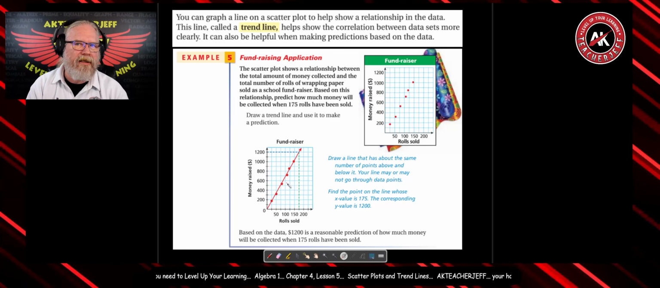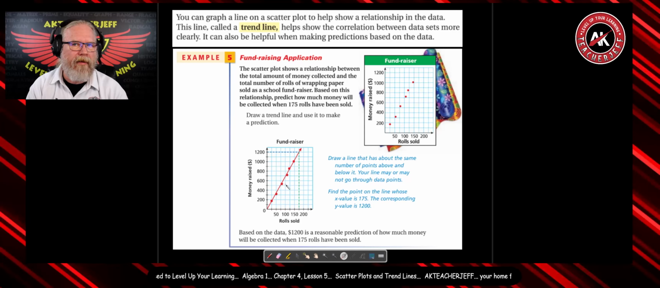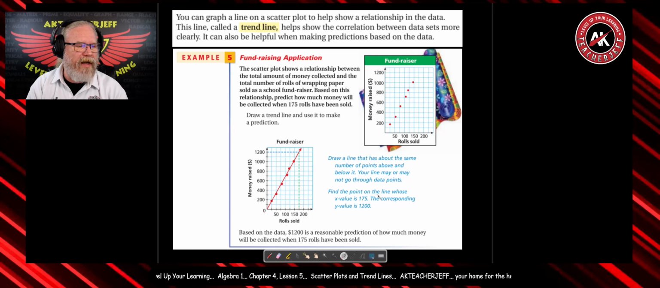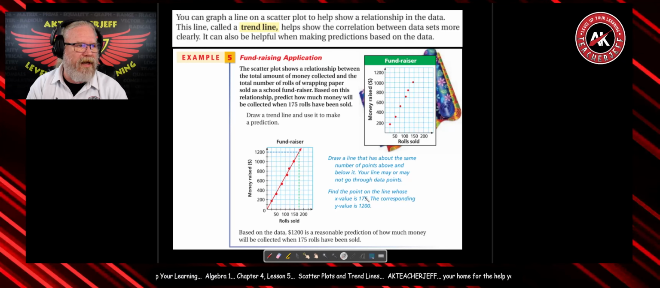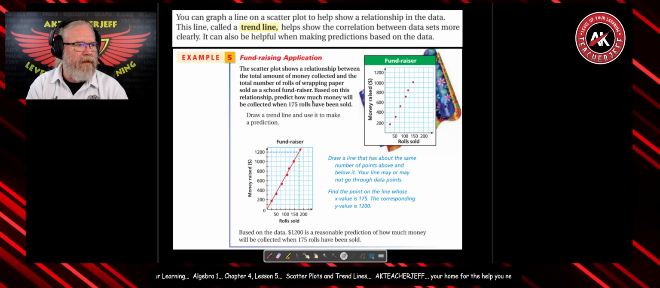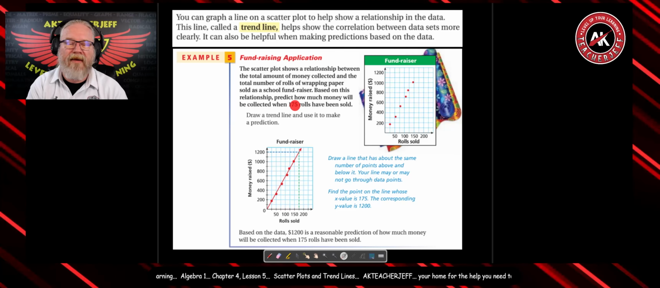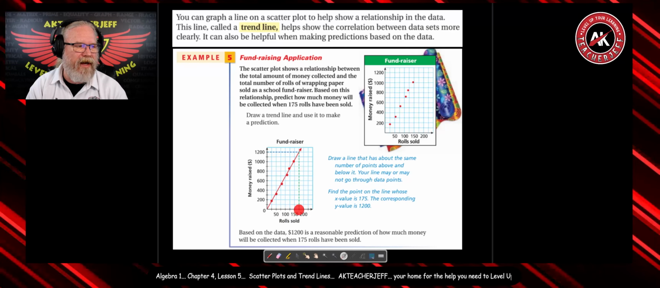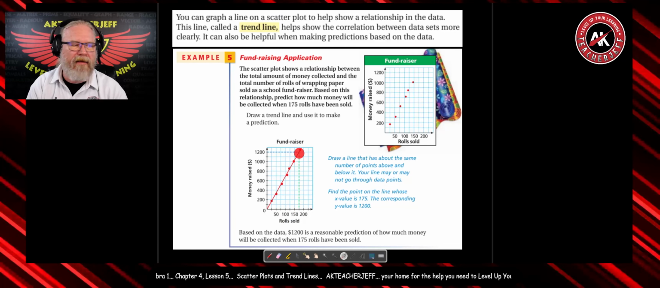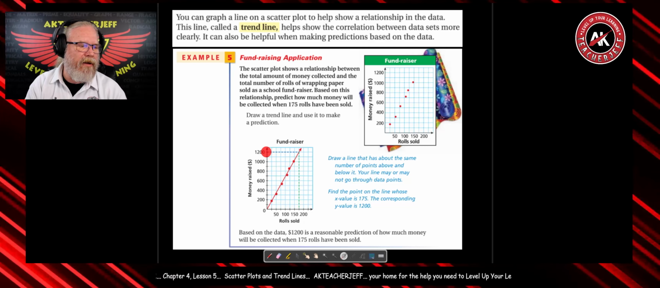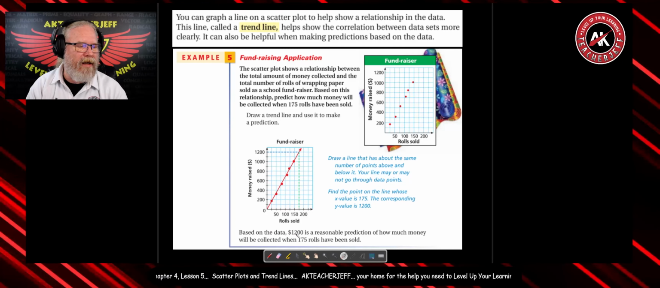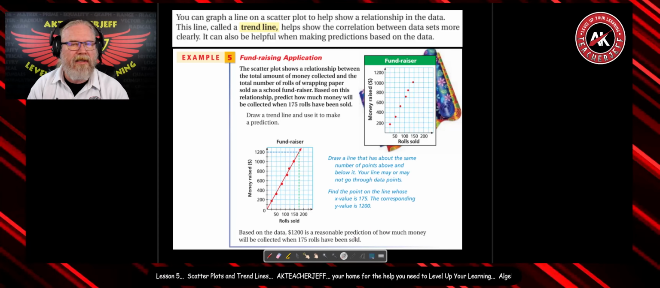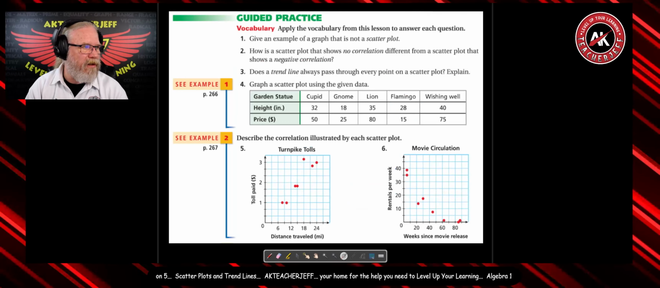The thing about that analogy is you probably don't want the road going right through the house. But nonetheless, that's pretty much the idea. So now we're going to find the point on the line whose x value is 175, because that's what the question is. Predict how much money will be collected when 175 rolls have been sold. Rolls is the x-axis, so we're going to find 175. We're going to go up here to the line of the function, see what the matching y value is, and it's 1200. So based on the data, 1200 is a reasonable prediction of how much money will be collected when 175 rolls have been sold.